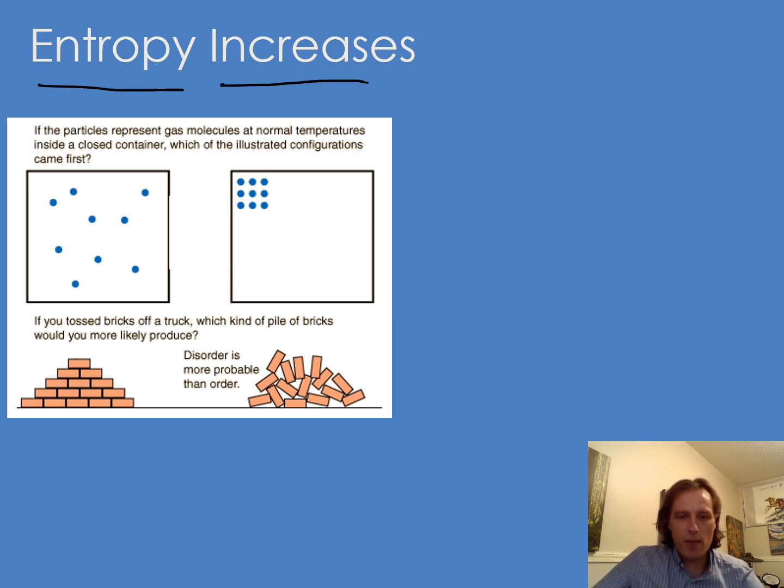The bricks on the bottom, we'll consider that example now. If you tossed bricks off a truck, which kind of pile of bricks would you be more likely to just accidentally produce? Well, I wish that I could just toss bricks off a truck. I need to build a short wall in my yard soon, and that they would just automatically land like the bricks on the left. Except that's not how it works. You have to put energy into making a wall like the brick wall on the left. Disorder is simply more probable than order.